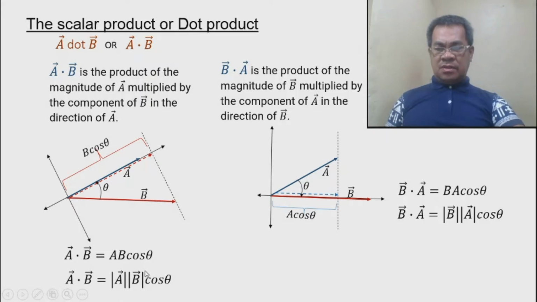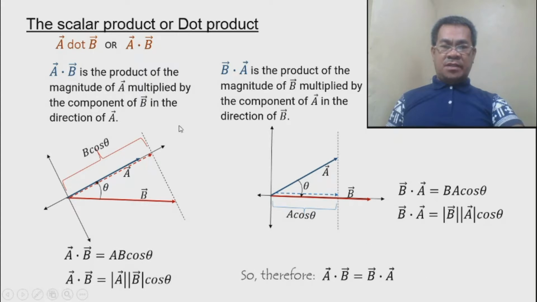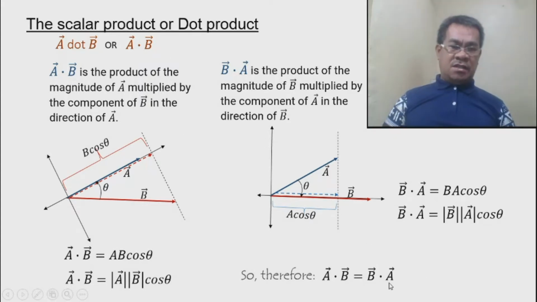There's no involvement of i hat, j hat, and k hat here because these are all magnitudes. This one is also scalar because there is no direction in the cosine of an angle. So practically, A dot B is the same as B dot A. This is actually the property of the scalar product. When you reverse the product of the scalar, nothing to worry.